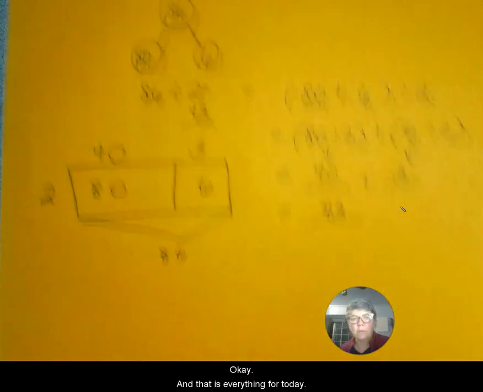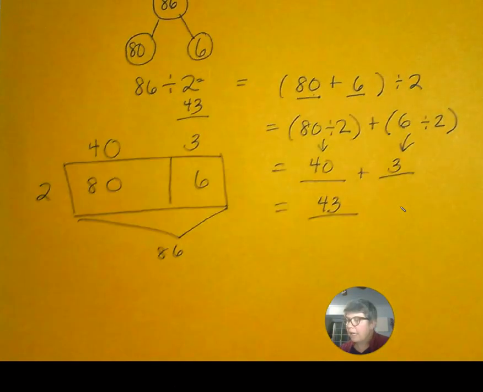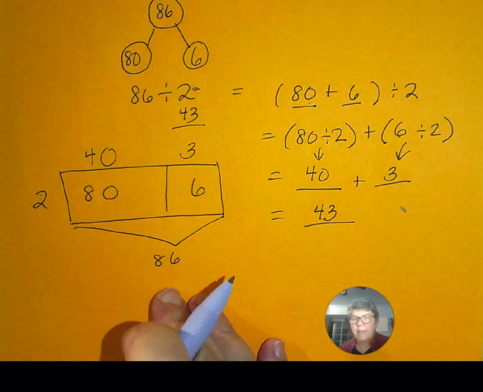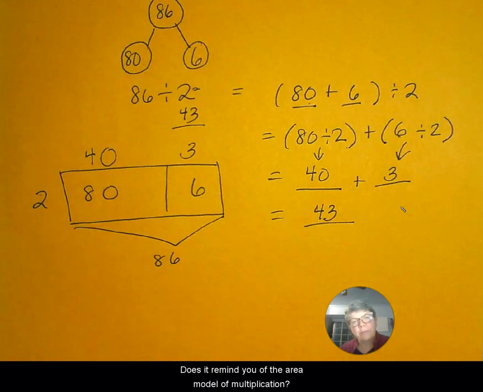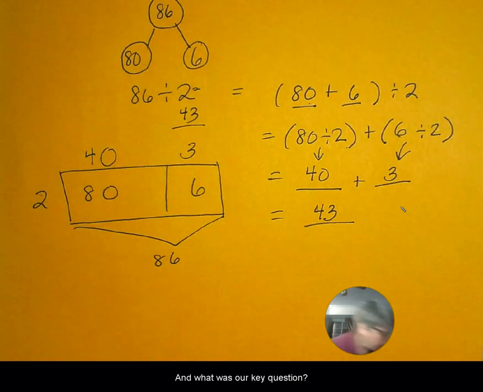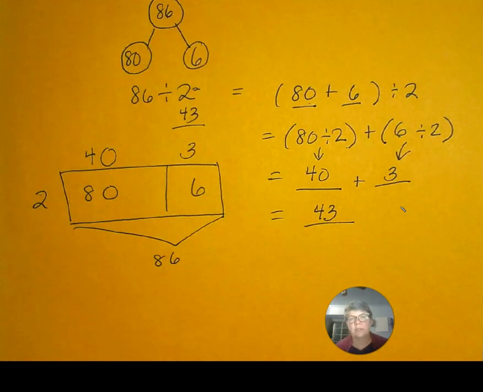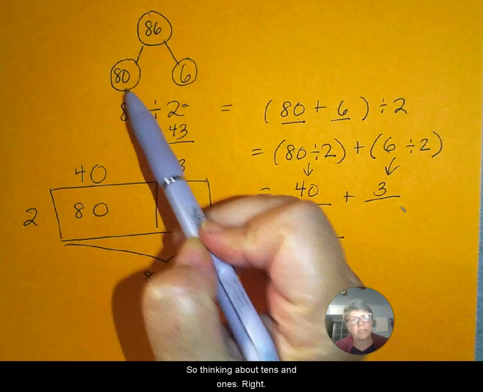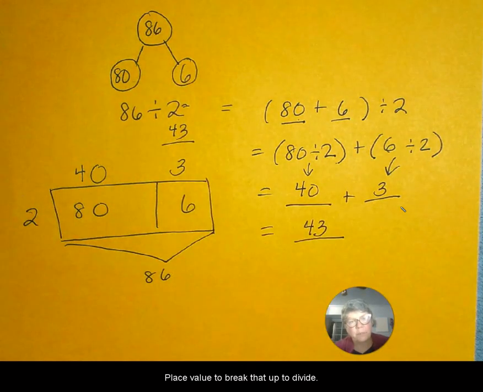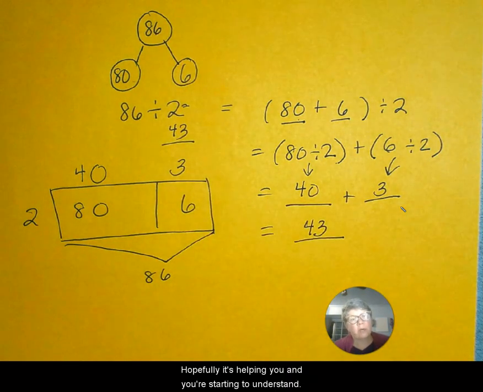Okay, and that is everything for today. Area model for division. Does it remind you of the area model of multiplication? And what was our key question? How is place value helpful when decomposing the total to divide? So thinking about tens and ones, right? Place value to break that up to divide. Hopefully it's helping you and you're starting to understand.